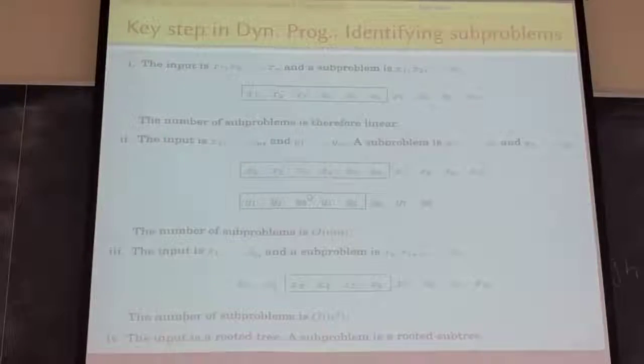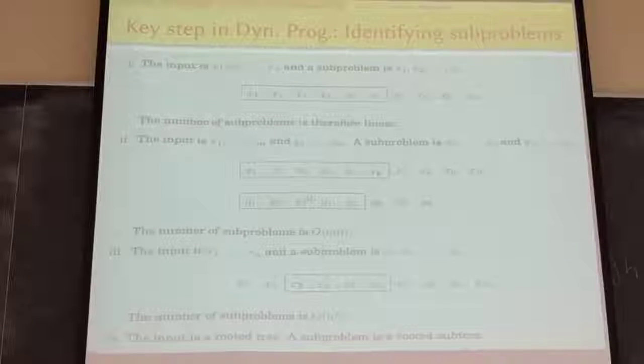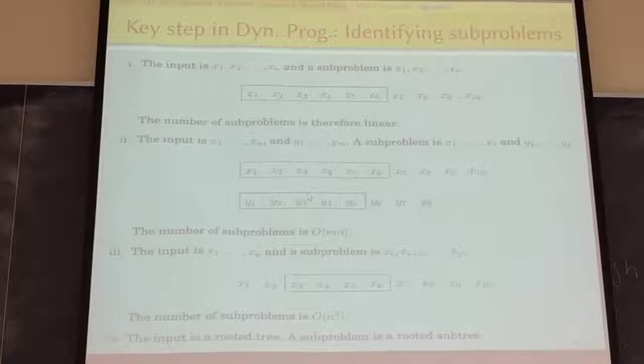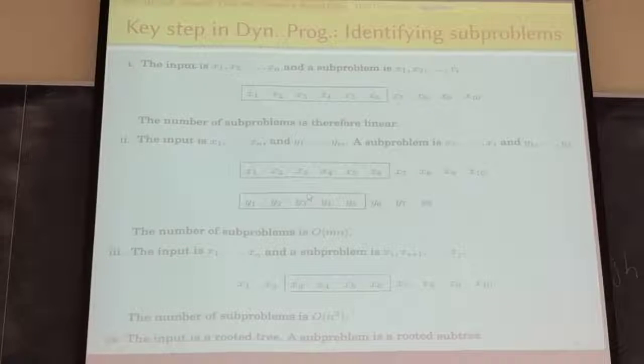So now, this talks about many of the common ways in which the substructure of the problem frequently occurs in dynamic programming algorithms. So case 1, the input is a sequence x1 to xn. The subproblem of interest is a prefix x1 through xi. Okay? So now how many such subproblems are there? Right? A string of length n has n prefixes, right?